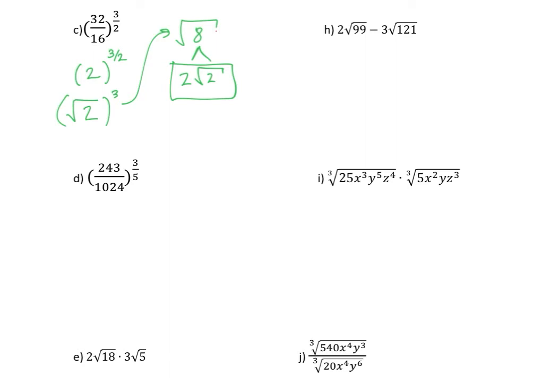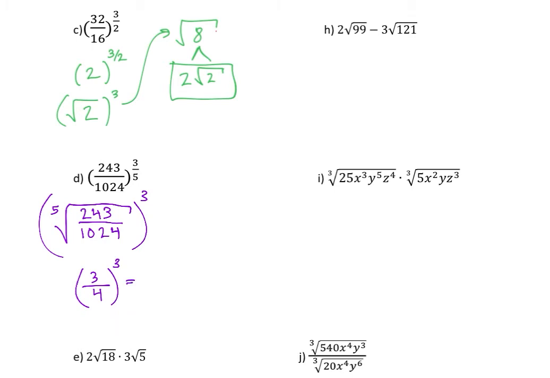All right, so on D, I want to take the fifth root first of 243 over 1024. And then after we do that, we'll take those to the third power. Okay, the fifth root of 243 is 3. And the fifth root of 1024 is 4. You would probably want to use a calculator on those ones.